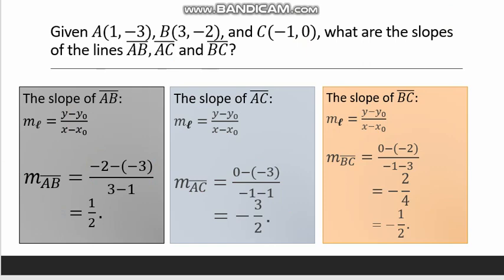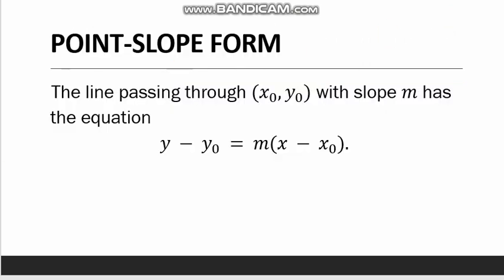Now let's discuss the point slope form. The line passing through x sub 0, y sub 0 with the slope m has the equation y minus y sub 0 equals m times the quantity of x minus x sub 0.